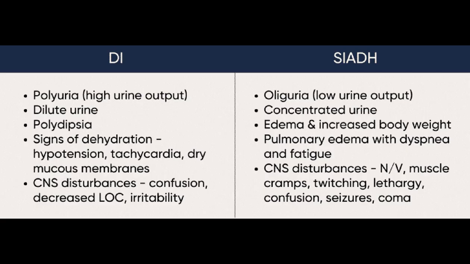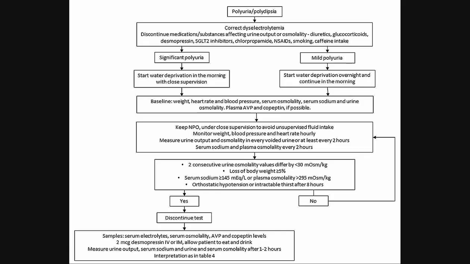Volume of urine: polyuria versus oliguria. In differentiating diabetes insipidus from the syndrome of inappropriate antidiuretic hormone secretion, SIADH, urine volume is a telling clinical sign. DI is characterized by polyuria, where patients excrete unusually large volumes of dilute urine due to a deficiency of antidiuretic hormone, ADH, or renal insensitivity to ADH. In stark contrast, SIADH involves oliguria, or reduced urine output, with patients typically producing small amounts of highly concentrated urine because of excessive ADH release or action.